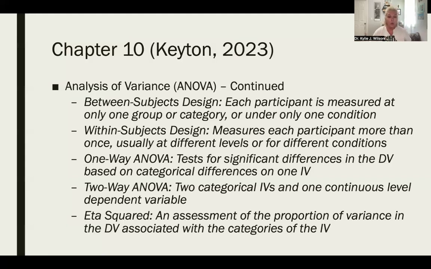Okay. One way ANOVA is going to test for significant differences in the dependent variable based on categorical differences in the independent. Okay, so satisfaction increases because you said yes, you were satisfied, or you said no, you were not satisfied. Okay. Two-way ANOVAs, two categorical independent variables, and one continuous level dependent variable. So this is going to be similar, categorical independent variables.